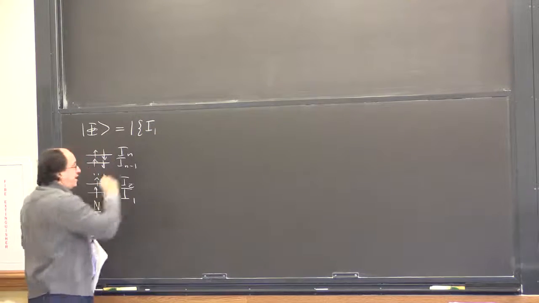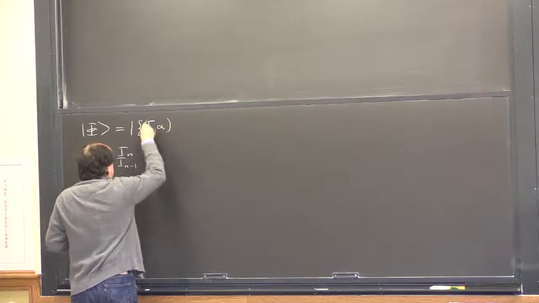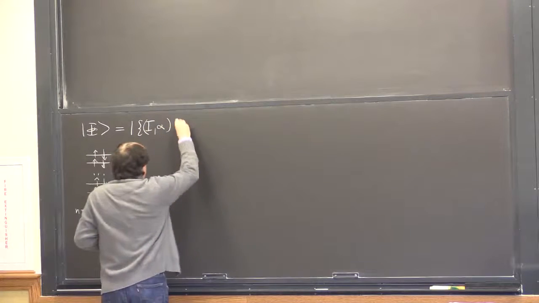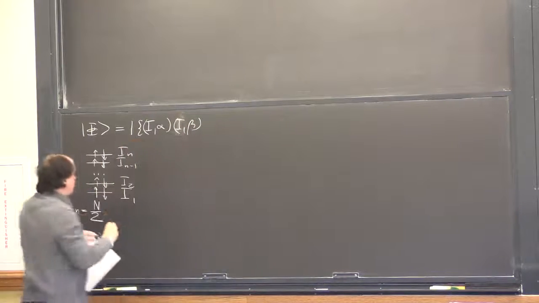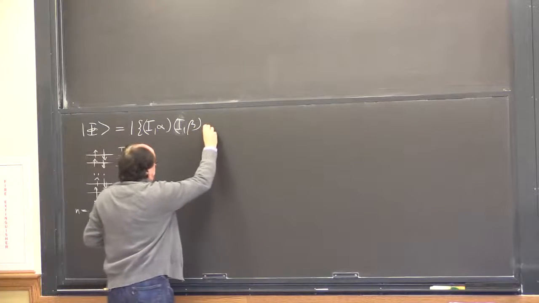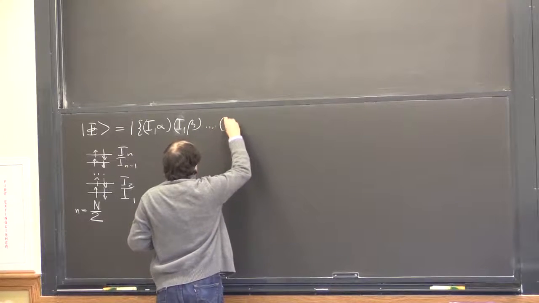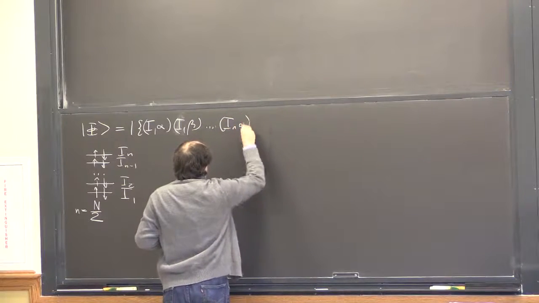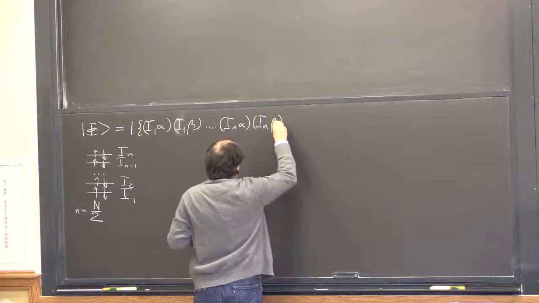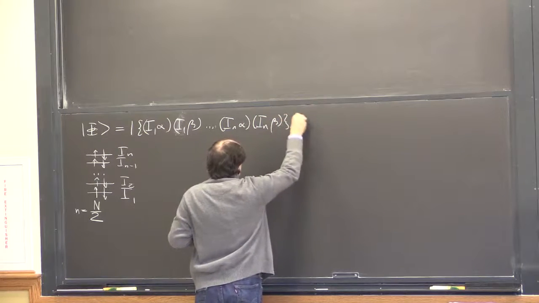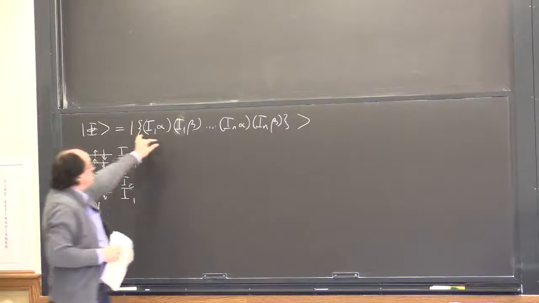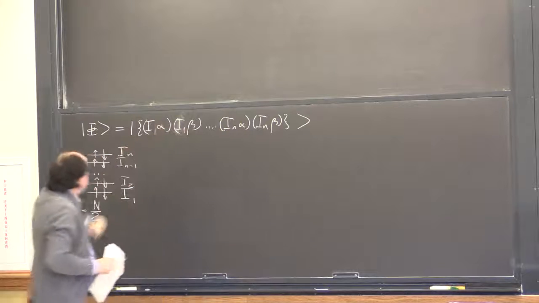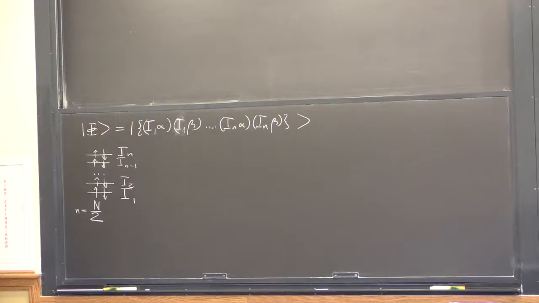So I have orbital I1 times spin function alpha, then orbital I1 times spin function beta. That's the first pair of electrons. And then we go on, and the last one will be IN alpha, IN beta. Okay? So let's write it this way: the anti-symmetrized product of these single particle states, where each one of them is of either alpha or beta type. Okay?